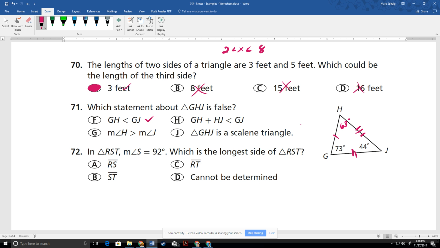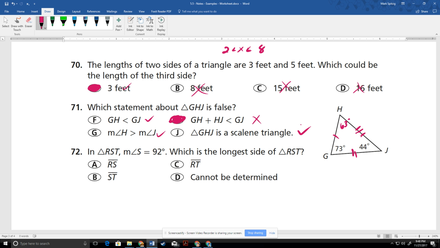GH plus HJ has to be less than GJ. GH plus GJ has to be less than HJ. Don't two sides of a triangle always have to be greater than the third side? So that looks false to me. Angle H is greater than angle J. That is true. It's scalene. That's true. All the angles are different, so the size will be different. So that's true. And this one you could actually tell without even doing the calculations that I did, because two sides of a triangle have to be larger than the third side.